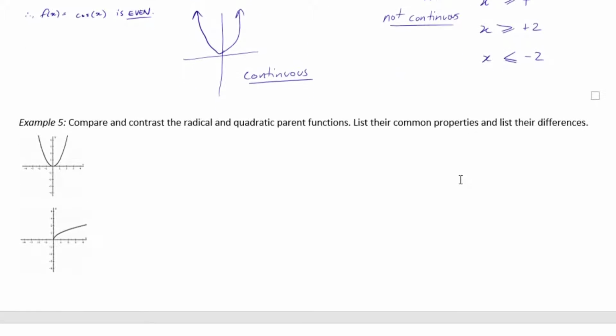Okay, example 5. Compare and contrast the radical and quadratic parent functions. So this one right here is your quadratic parent function, and this one right here is your radical parent function. So list their common properties and list their differences. So what I'll put right here is common, and what they have that is different about them.